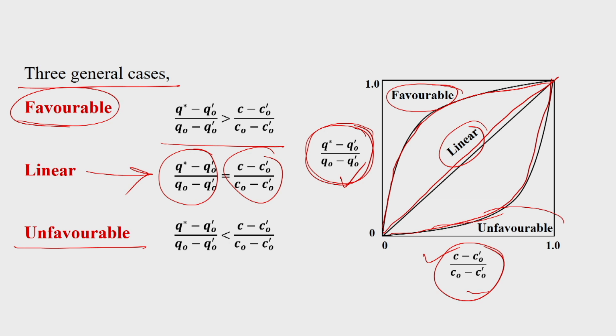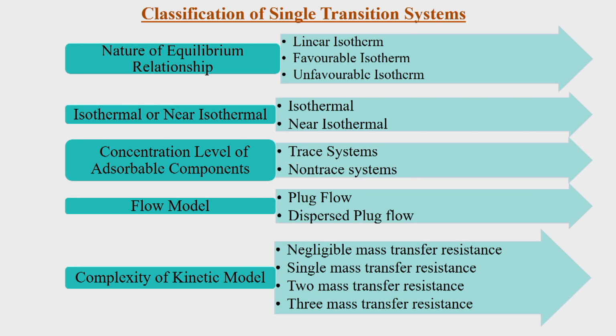So, that is one unfavorable condition. These are the three different cases we have. Now we will be doing the classification of single transition systems. Depending on the nature of the equilibrium relationships, it may follow a linear isotherm, a favorable isotherm, or an unfavorable isotherm.